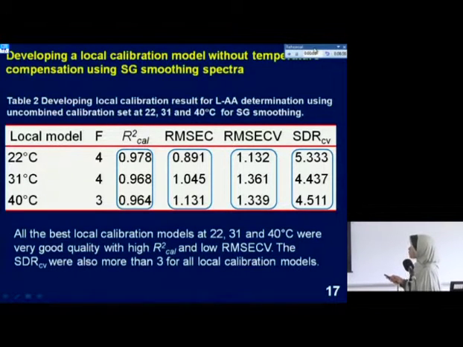And then, using the Savitzky-Golay smoothing spectra, we develop a local calibration model at each temperature. And this is the result. From here we can see that all the best local calibration models at each temperature were of very good quality, with high coefficient of determination and low error in both calibration and validation, and high standard deviation ratio for all local calibration models.